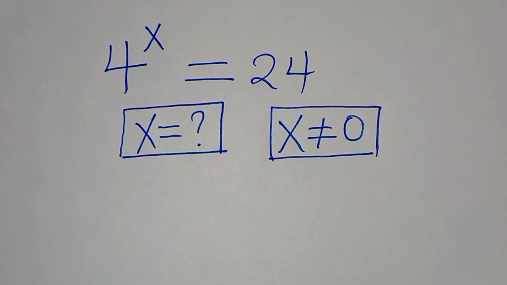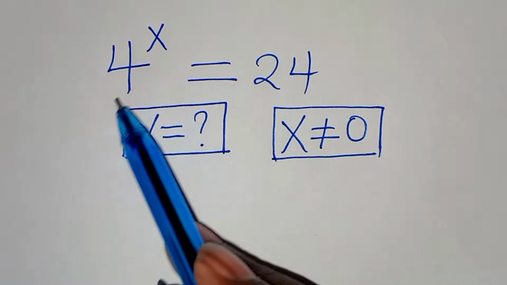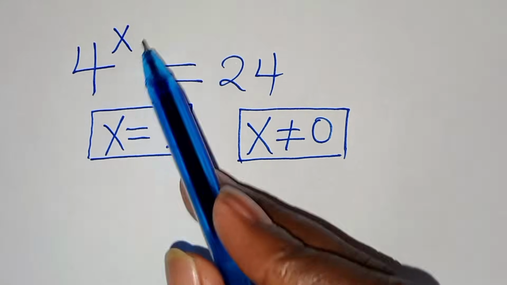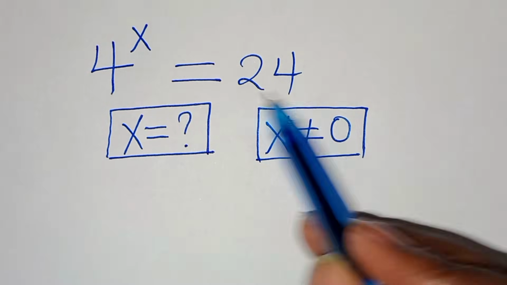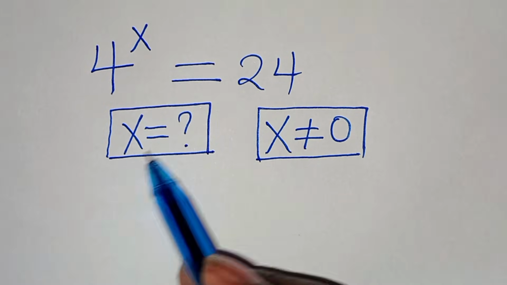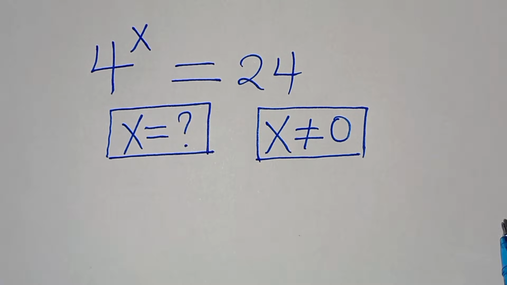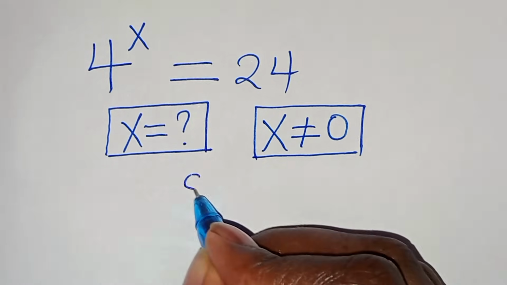Hello everyone, you are welcome to solve this nice exponential equation, which is 4 to the power of x equal to 24. So what is the value of x given that x is not equal to 0? So let's present the solution from here.